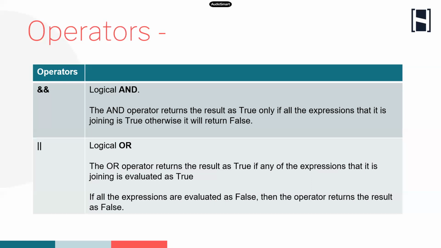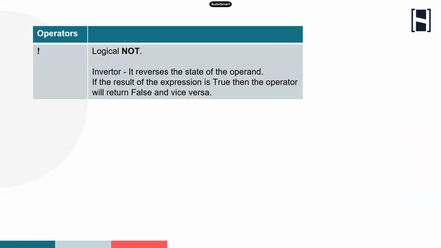Now, the third logical operator we have is our logical NOT operator. The logical NOT operator works as the reverse of an operation. That is, if the given condition is true, then the result will be false. If the given condition is false, then the result will be true.